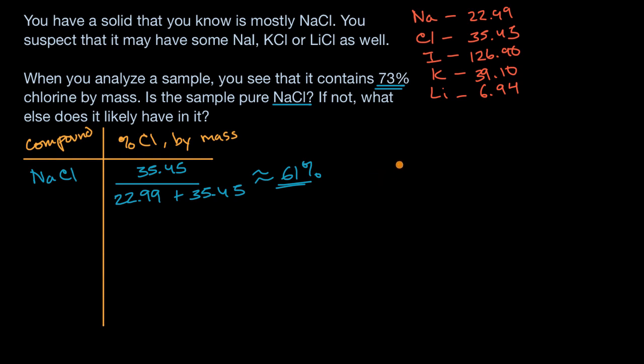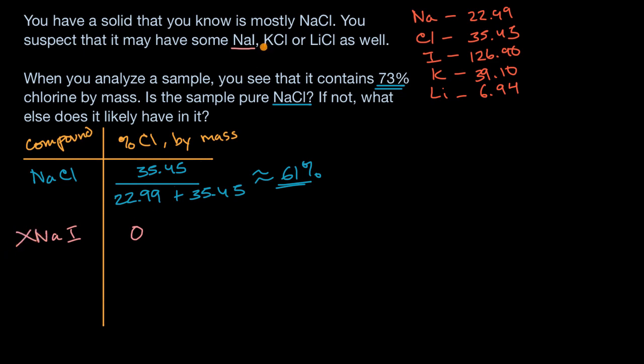So let's look at the other candidates. We can look at sodium iodide. What's its percent chlorine by mass going to be? Well, this has no chlorine, so this is 0. So if you had sodium iodide mixed in with sodium chloride, that would reduce the average percent chlorine by mass. It wouldn't increase it, so we already can rule out this character.